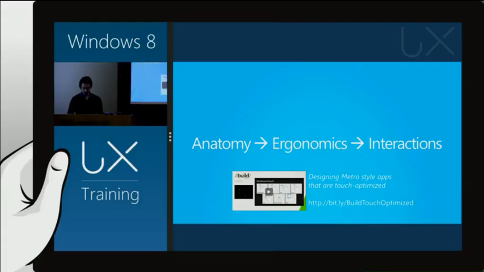We do have a talk that Kai and I did at the Build conference, which is called Designing Metro-Style Apps That Are Touch Optimized. So I really encourage you to look at that talk. It goes into more detail about how we came up with the touch language, and a little bit more about anatomy and ergonomics. So if you're interested in that, there's a quick link up at bit.ly/build-touch-optimized.